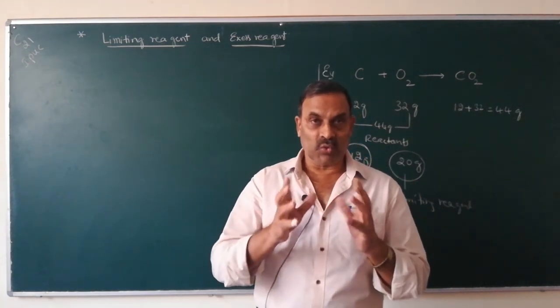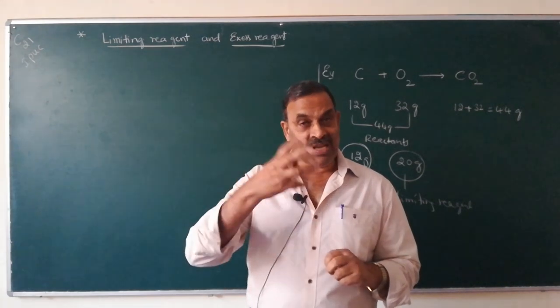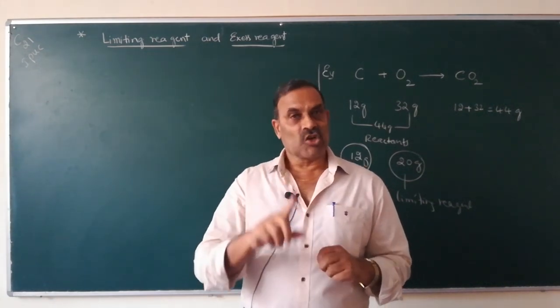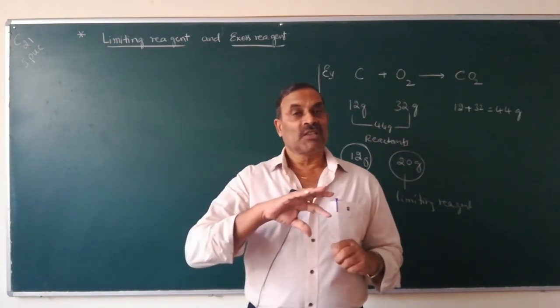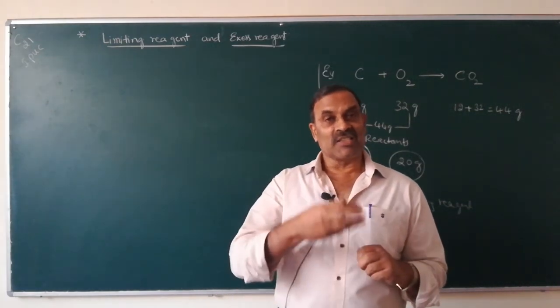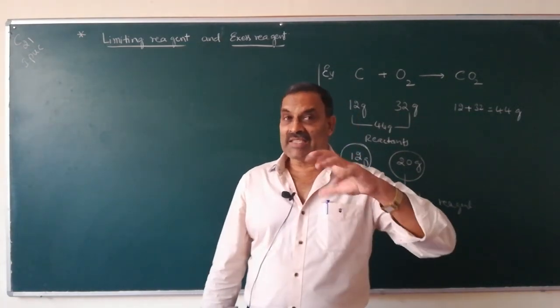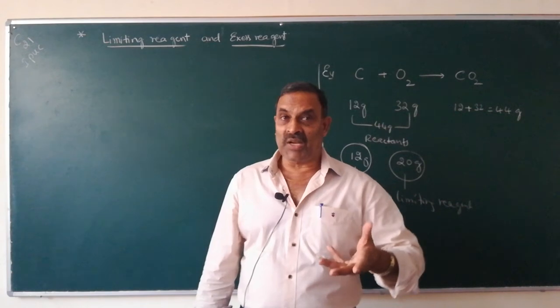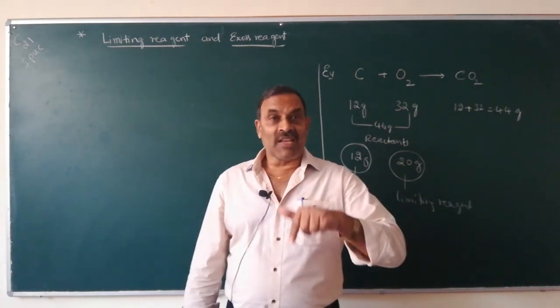So out of the two reactants, the reactant which is consumed completely is called the limiting reagent. The reactant which is not consumed completely is called the excess reagent. Why does the excess reagent not react completely? Because of the absence of the limiting reagent.